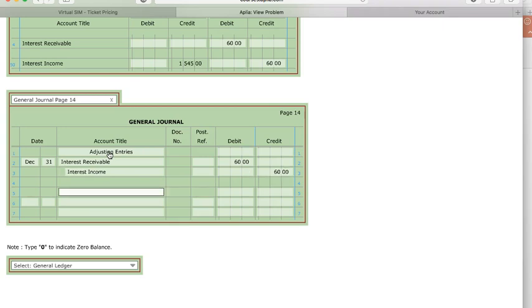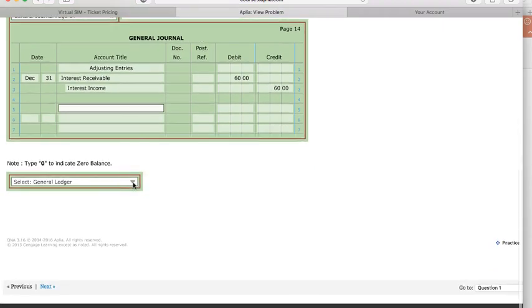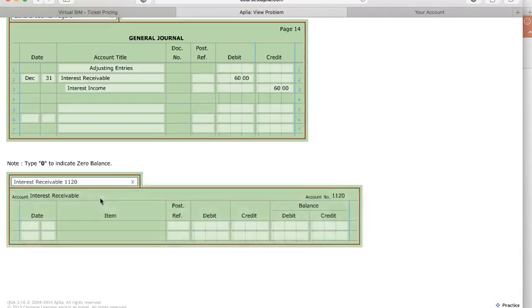And now we're going to go ahead and post these two. So let's come down here. And our first one is interest receivable. And this is coming from General Journal 14. And we're transferring this debit over here. So it goes in the debit column, and our balance then will be $60. And we put our account number 1120 up here in the post reference, and that tells us that we have posted this.